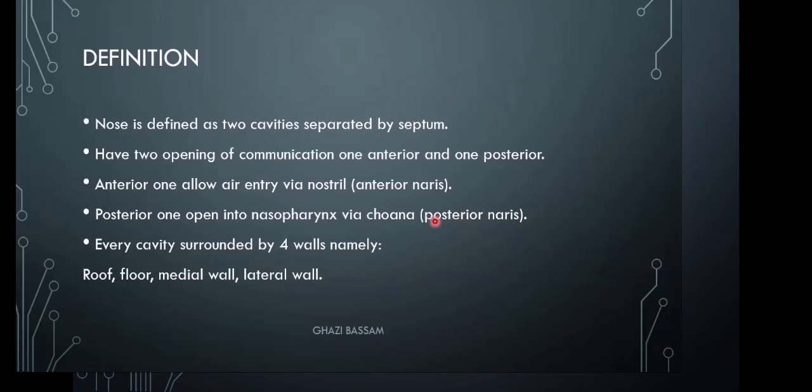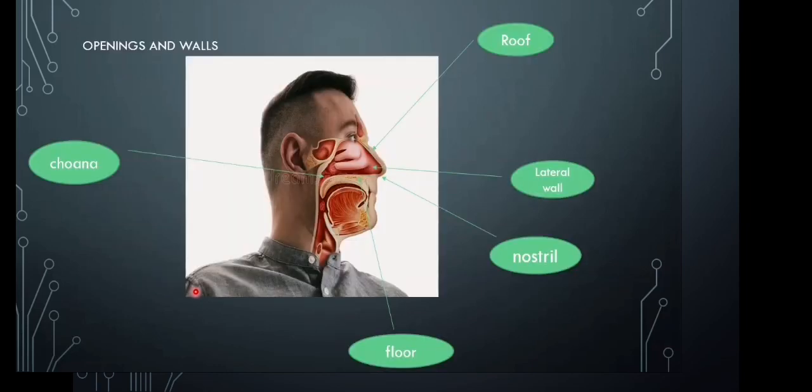Now, every cavity is surrounded by four walls, namely the roof, the floor, the medial wall or the septum, and the lateral wall. In this figure, it illustrates the openings and the walls of the nose. Initially, we have the anterior opening of the nose, which we call the nostril or the anterior nares, through which the air enters the nose.